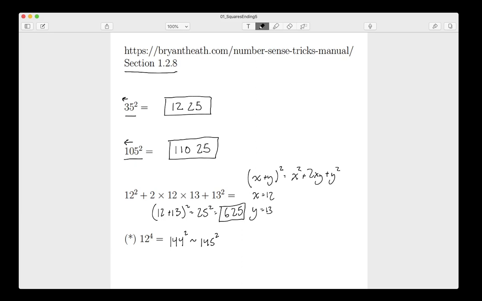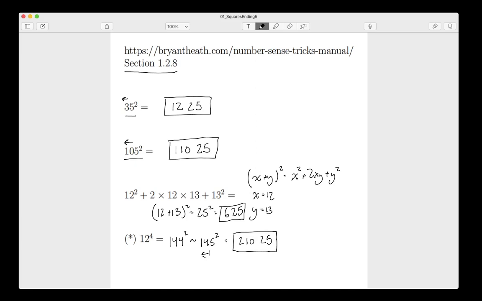Again, this is a squares ending in 5 trick. Your last two digits will be 25. Then you take the preceding digits, 14 times 14 plus 1. So 14 times 15, which you can use a double and half trick. 14 times 15 is the same as 7 times 30, which is 210. And this would get you well within the estimation.